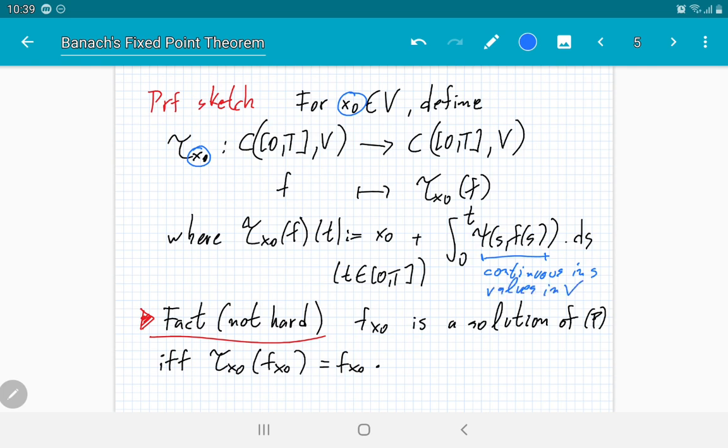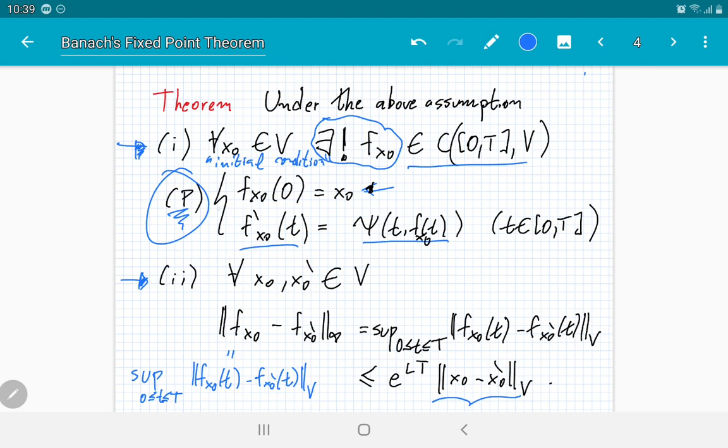And we've learned how to integrate functions with values in a Banach space. So we know how to do this. We know how to do this integral. We know that when we take the derivative here, you just have the value of the integrand at time t. And using that, you can check that any function, continuous or not, that's a solution to P must be continuous.